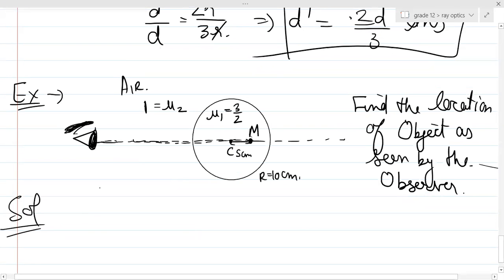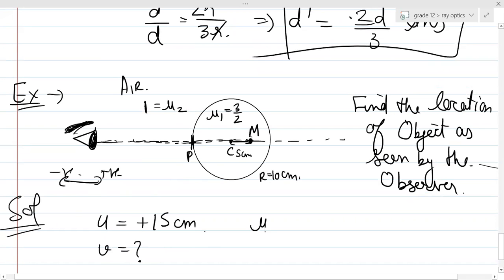Now, first of all, where is the object located? Can you see the refraction is taking place from this surface? So all the distances will be measured from here. So the object is placed where? 15 centimeter. Very good. Plus or minus? Plus 15 centimeter.